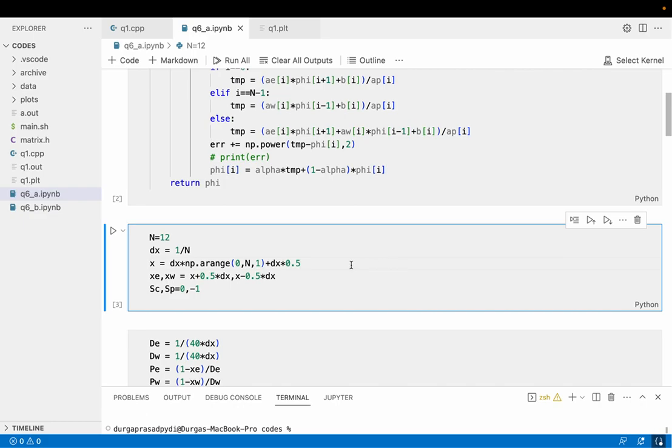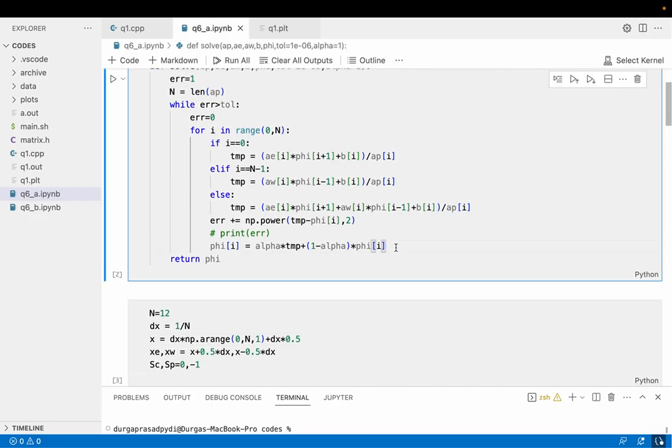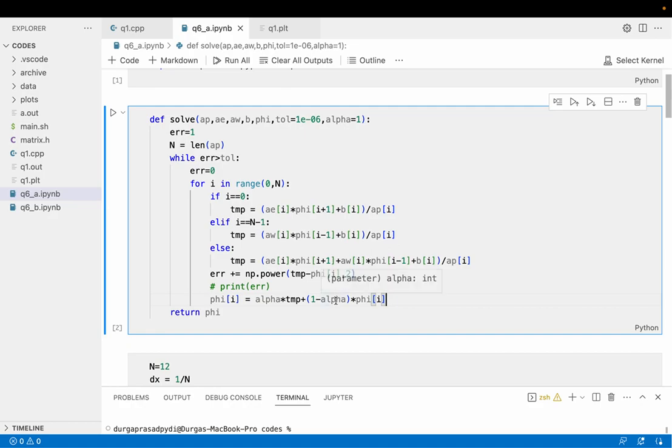So I'm just stopping here. But if you take alpha equal to 1, then it will be the Gauss-Seidel value only, sir. If you take alpha less than 1, then it can be considered under relaxation. Yes, if alpha equals 1, it will be the normal one. You don't have any relaxation. So I've just put alpha equal to 1 as my default.